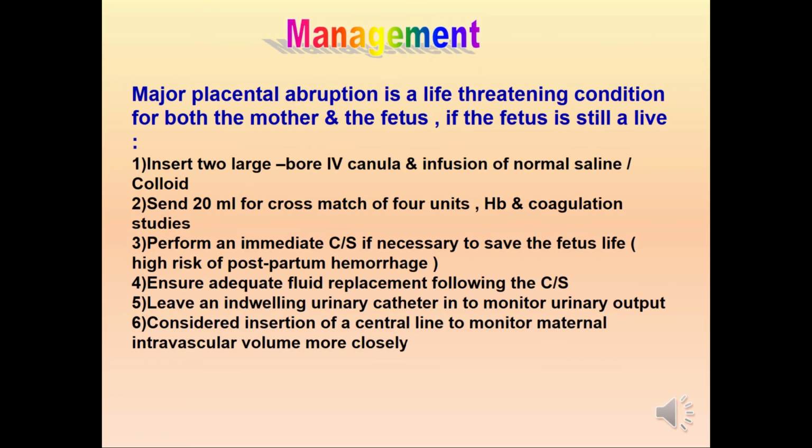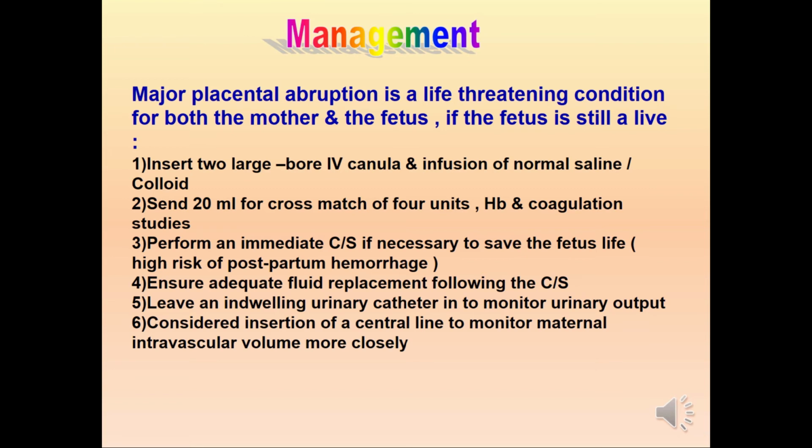Management. Major placental abruption is a life-threatening condition for both the mother and the fetus. If the fetus is still alive, insert 2 large bore IV cannulas and start an infusion of normal saline or colloid. Send 20 ml of blood for cross-match for 4 units and coagulopathy studies. Perform an immediate cesarean section if necessary to save the fetal life. And there is a high risk of postpartum hemorrhage.